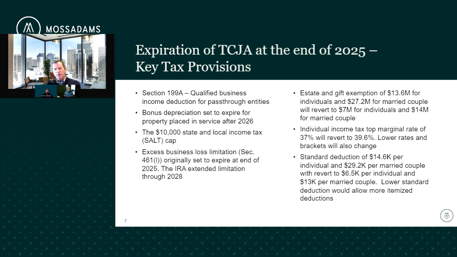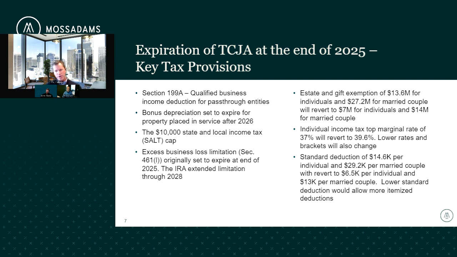The TCJA was enacted at the end of 17, and at the time, a lot of the provisions sunsetting at the end of 25 seemed like a long ways out. But as we get to the end of 24, that's next year. So I just wanted to highlight some key provisions within the TCJA that are relevant to this industry and some of the individual taxpayers as well. Section 199A, which is the qualified business income deduction of 20% that comes through K1s, typically pass-through entities, limited liability partnerships, LLCs, S-corps, and even Schedule C sole proprietorships.